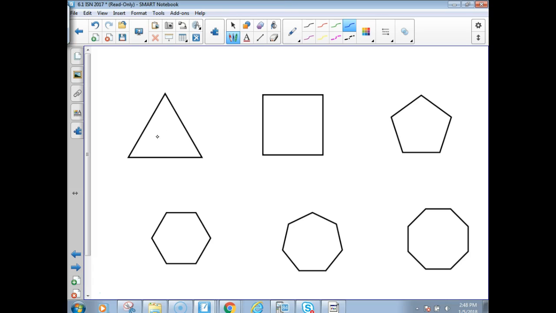Now, I want to talk to you about the sum of the angles and the number of sides. Okay, so how many sides does a triangle have? All right, that's the minimum number of sides you can have and be a polygon. You can't make a two-sided polygon because it has to be a closed figure. So this has 3 sides. Now, how many triangles are there? Well, there's 1 triangle.